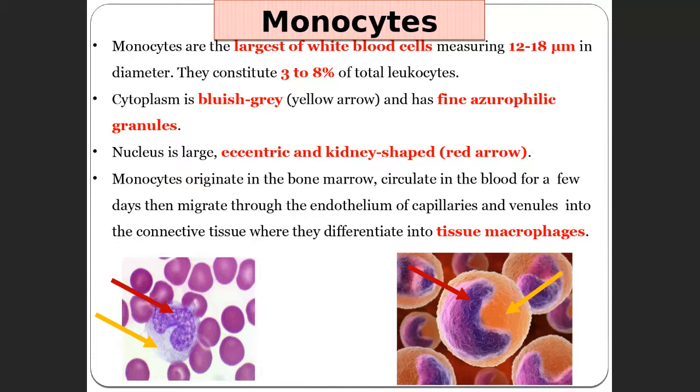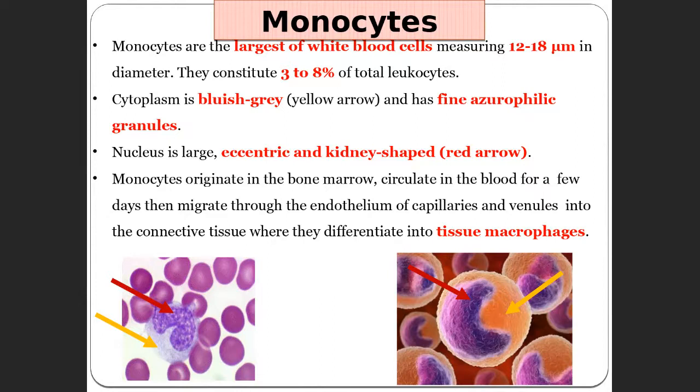Monocytes, these are the largest of white blood cells. They are very big in size. So we may focus on this cell, and we may ask you to identify this largest of white blood cells, 12 to 18 micrometer in diameter, and they constitute 3 to 8% of total leukocytes. The cytoplasm is bluish gray. It has fine azurophilic granules, and the nucleus is kidney shaped.